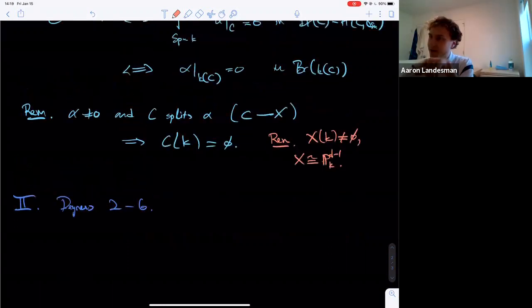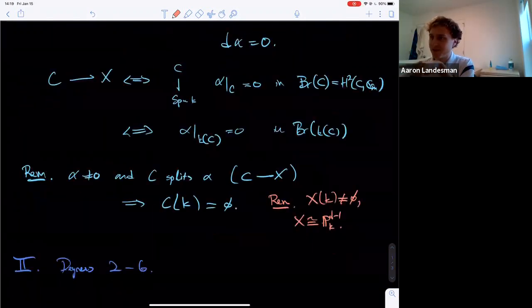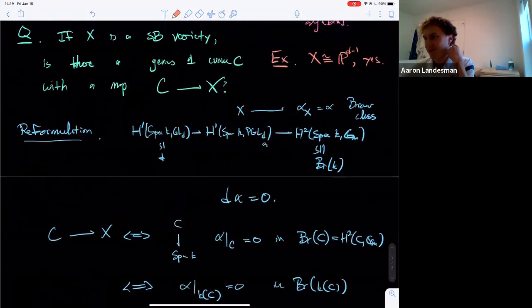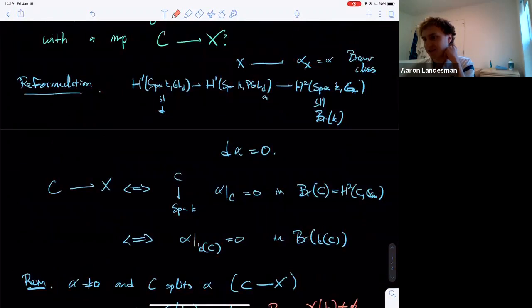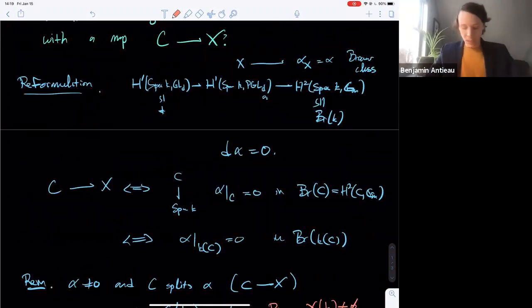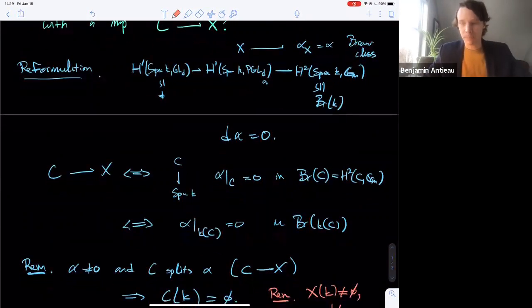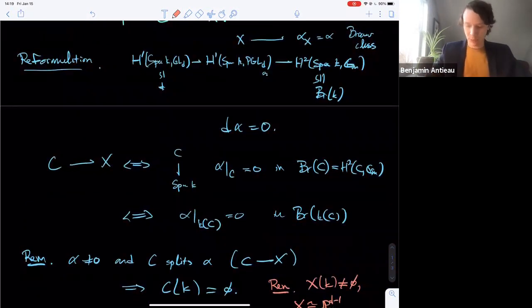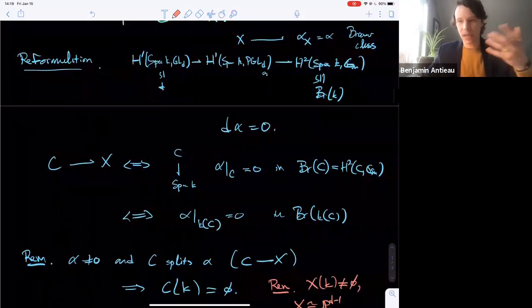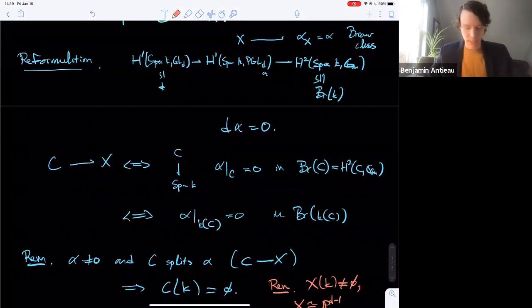Can you say why having a map from C to X is equivalent to this alpha being zero on C? Right. Well, if alpha pulls back to zero on X, if I pull this Brauer class alpha back to X, it's become zero. So one direction is clear. If C admits a map to X, then it has to split the Brauer class.